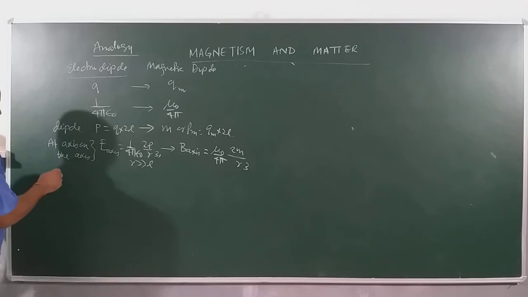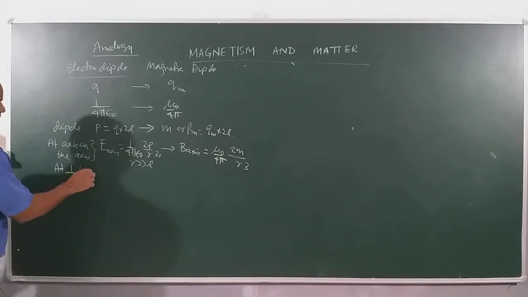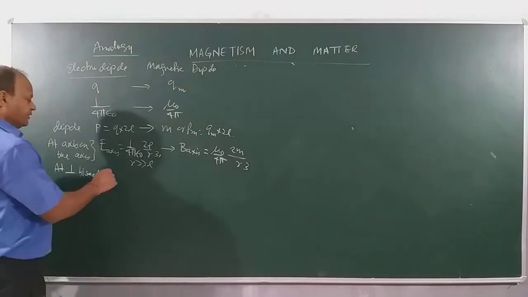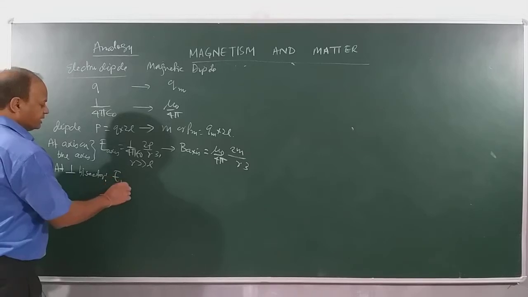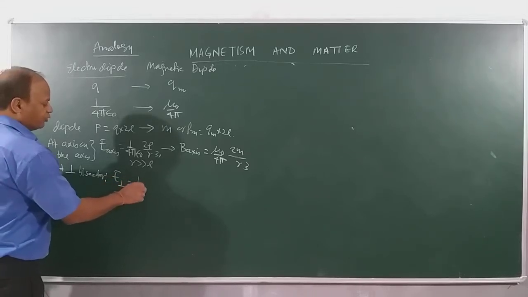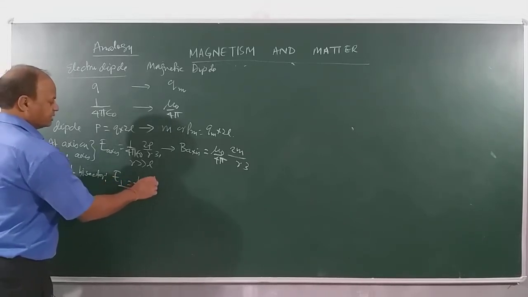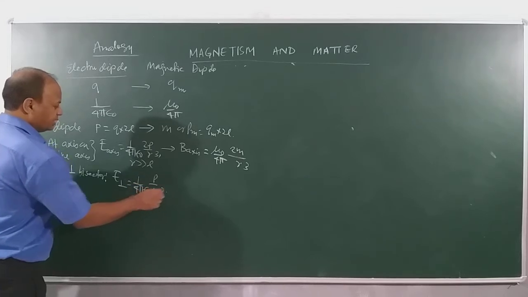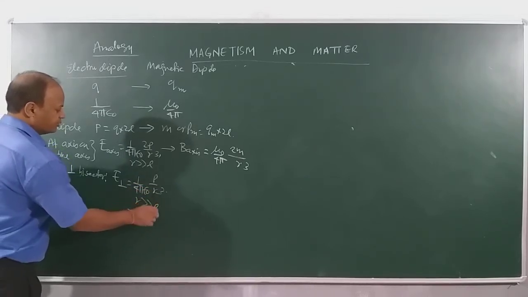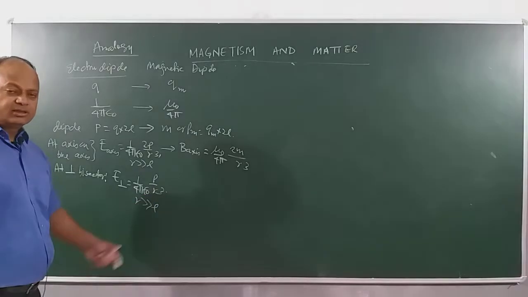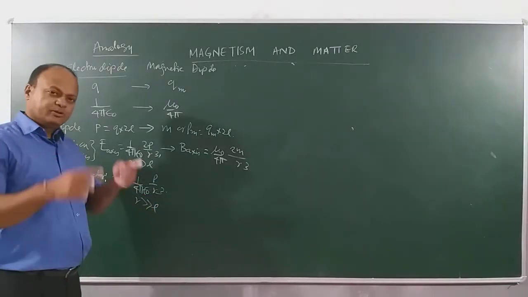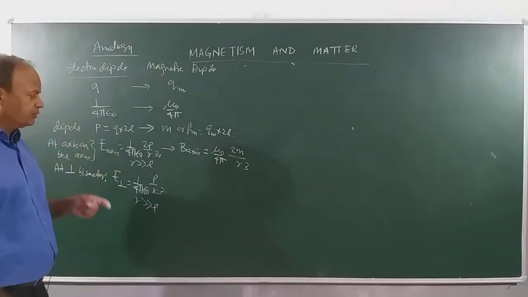Then we have the perpendicular bisector, or equatorial line. The electric field at a perpendicular bisector is 1 by 4 pi epsilon naught, p by r cube. Here also r is very large compared to l. You know the meaning of this: the distance is very large compared to the distance between the two poles of the dipole.